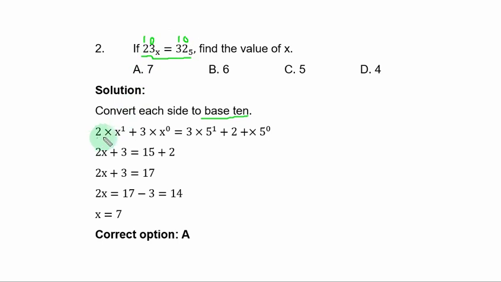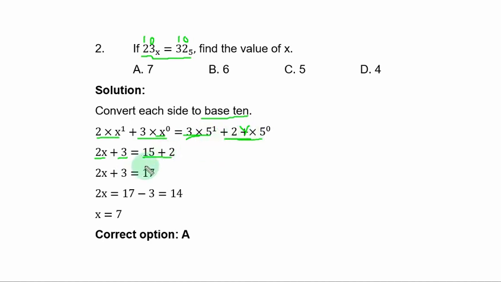That is what you have here, plus 3 times s to the power of 0 equal to 3 times 5 to the power of 1 plus 2 times 5 to the power of 0. s power 1 is s, so 2 times s you have 2s. s power 0 is 1. 1 times 3 is 3, equal to 15 plus 2. Here is 15, here you have 2.